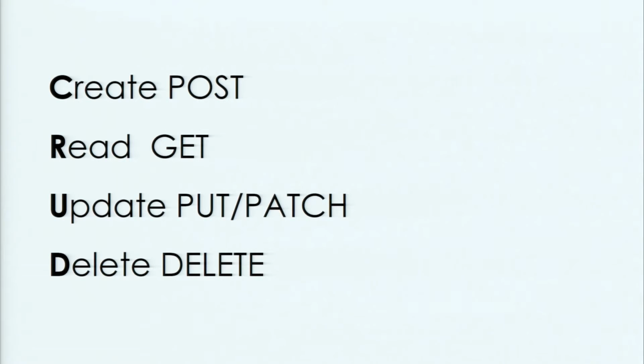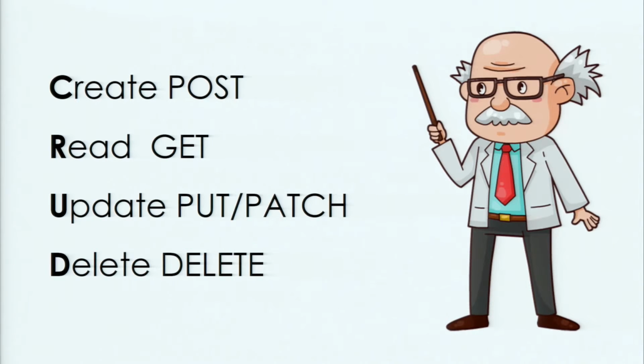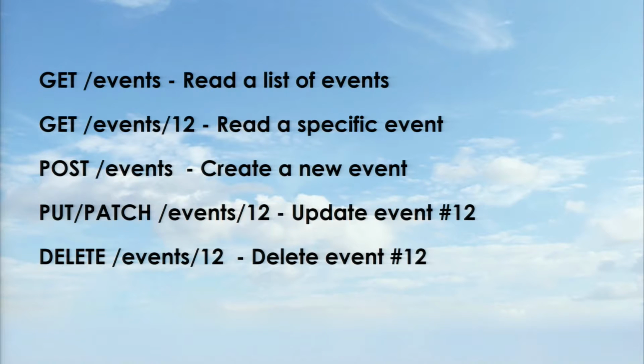Resources are identified by URIs and manipulated by HTTP operations. Post, get, put, patch, delete correspond to create, read, update, and delete. So remember, the get method should not alter the state. To sum up, if you want to retrieve a list of events, use method get on resource event. To get a specific event, just add ID to this resource.